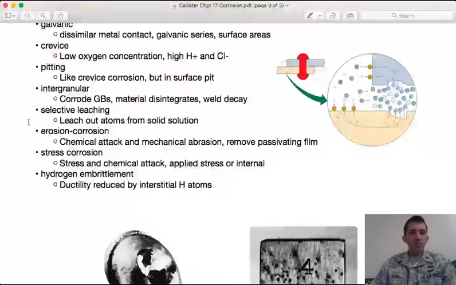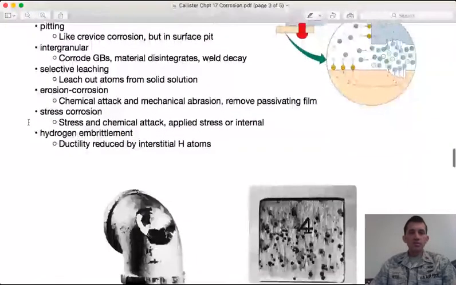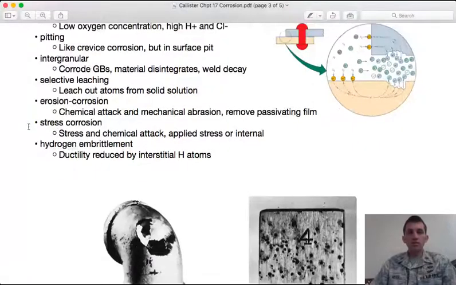There are also types of corrosion that are more specific to certain alloys. That would be intergranular corrosion, where you get preferential corrosion at the grain boundaries, which can be really bad because it essentially disintegrates the material. If you corrode the grain boundaries, the material just falls apart. You can also have selective leaching, which is when you have an alloy but one type of element is more anodic than another, so it can be preferentially removed during the corrosion.